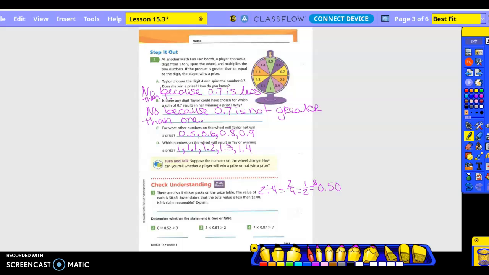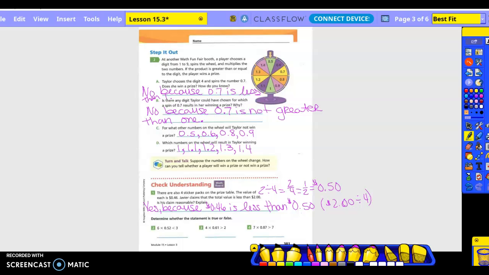Okay, and he says that the total value would be less than $2. So is he correct? So yes, because 46 cents is less than what? Well, it's less than 50 cents, right? So basically our $2 divided by 4, right? Okay.